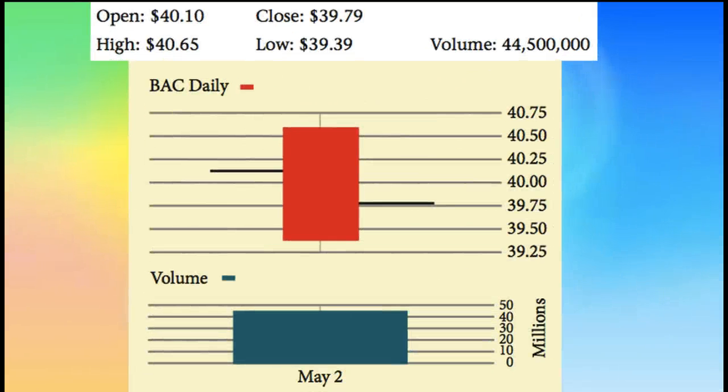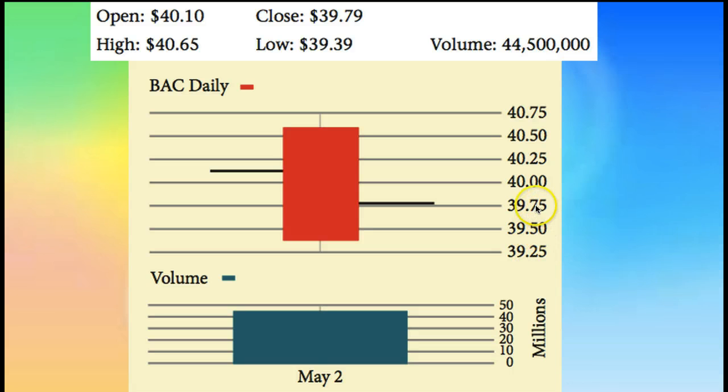And here's what it looks like. We have our first bar, which represents price. Remember down here, this would be our $39.79, our $39.39, our low at the bottom. And then our high up here is $40.65. Our opening price was our $40.10, and our closing price was the $39.79.